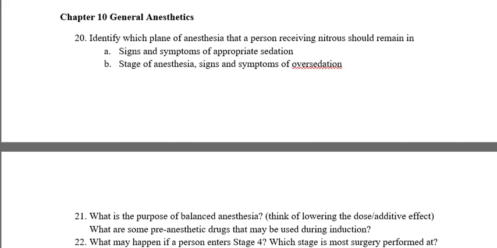What happens if a person is stage 4? They could die. So 2 and 4 are bad, 1 and 3 are good. 1 is relaxed, 3 is unconscious, 2 is being all fighty and cranky and disgusting, and 4 is death. So 2 and 4 bad, 1 and 3 good. Most surgeries are performed in stage 3.